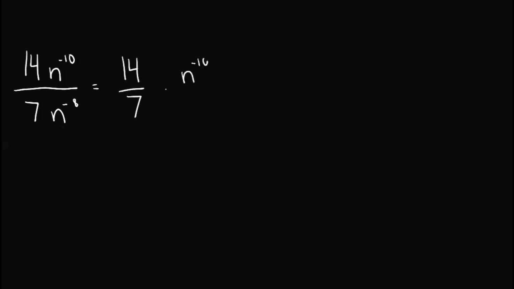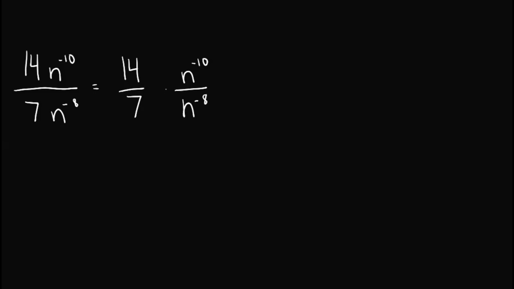Let's go on to our next example. We have 14 n raised to negative 10 all over 7 n raised to negative 8. So in here, what we do is we can first remove the whole numbers from the variable side. So we can write this one as 14 over 7 times n raised to negative 10 all over n raised to negative 8.